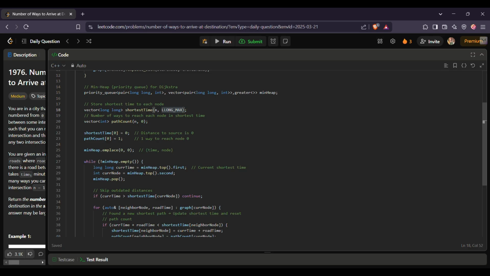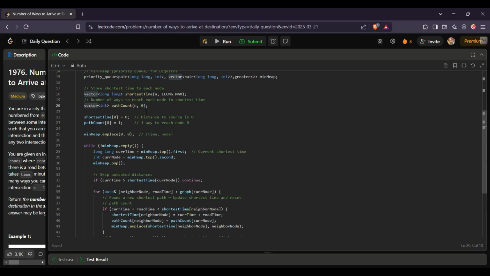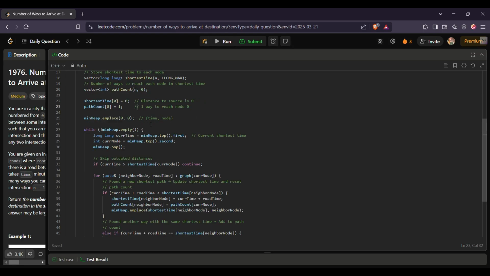And this path count will simply store, for each node, the number of ways to reach it, as I have shown you in the explanation. Then the shortest time of the source will be 0, because the distance to the source, the starting point, is simply 0. The ways to reach the source is also 1, only one way. And we will update the minimum heap also with 0 comma 0.